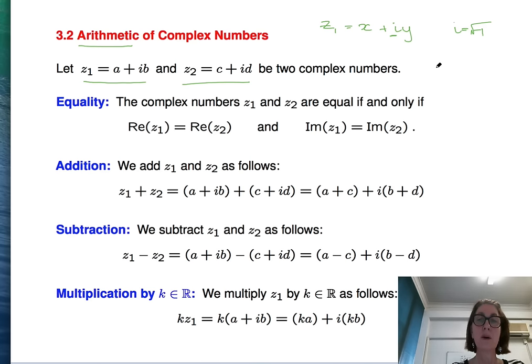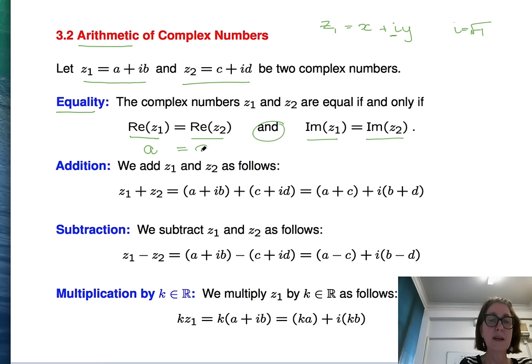So these are our two arbitrary complex numbers, Z1 and Z2, and we're going to say two complex numbers are equal in the case where the real part of Z1 is equal to the real part of Z2 and the imaginary part of Z1 and the imaginary part of Z2 are also equal. So in the case of our Z1 and Z2, this means that if those two complex numbers are equal, then A has to be equal to C and B has to be equal to D. So that's the only case that our two complex numbers are equal.